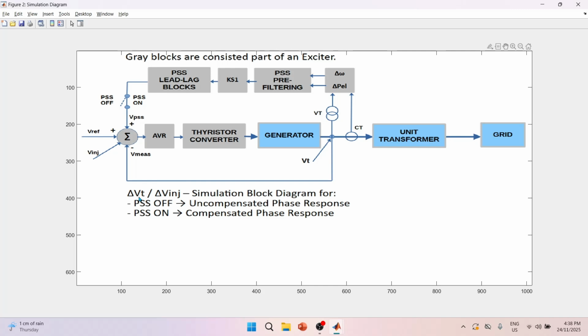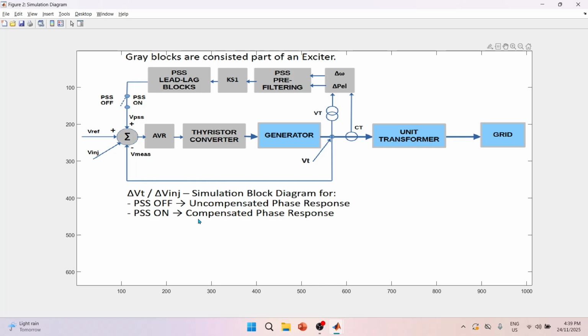So the basic idea is to obtain the frequency responses for the perturbations of the delta VT of the generator terminal voltage as the output and the perturbations of the delta V injection as the input to the AVR summing point. Indeed, 2 responses are simulated. The first, the uncompensated phase with PSS off, and the second, the compensated phase with PSS on. In the latter case with PSS on, the most appropriate parameters of lead lag blocks are ascertained during simulation.